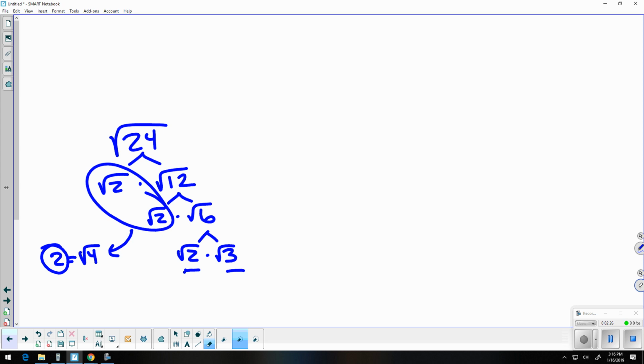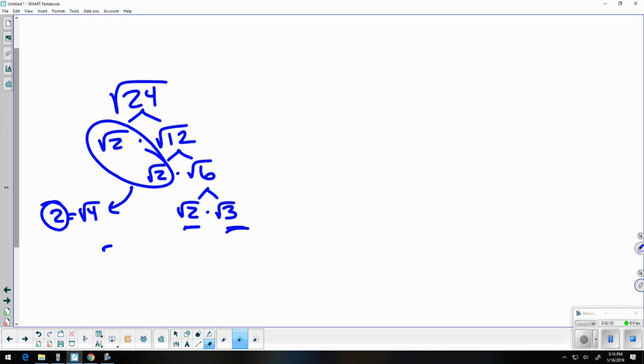Then you still have these two left over, and you just multiply those back together. So the square root of 24 simplified is 2 with a square root of 6 left over.